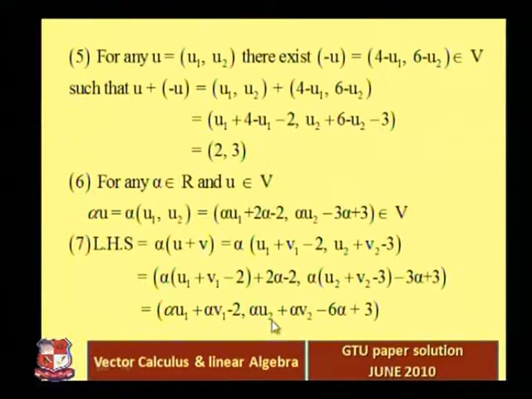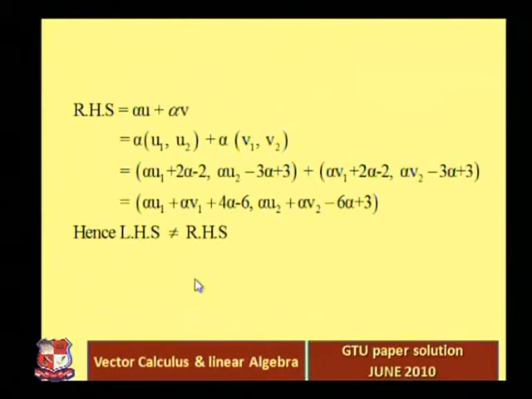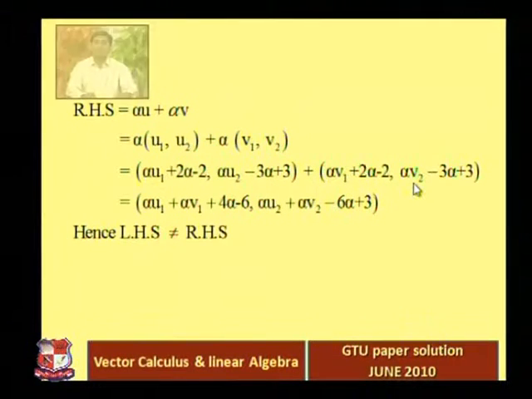Let's check what our right hand side is. That is alpha into u plus alpha into v. So that is alpha into (u1, u2) plus alpha into (v1, v2). Now alpha into (u1, u2), by definition, is (alpha u1 plus 2 alpha minus 2, alpha u2 minus 3 alpha plus 3) plus (alpha v1 plus 2 alpha minus 2, alpha v2 minus 3 alpha plus 3). From this step to this step we use scalar multiplication, which is already given in the statement.